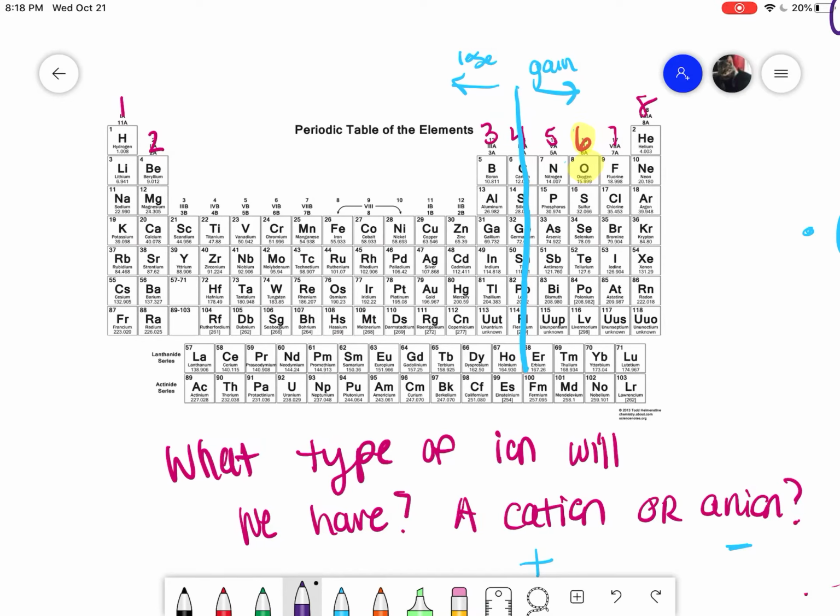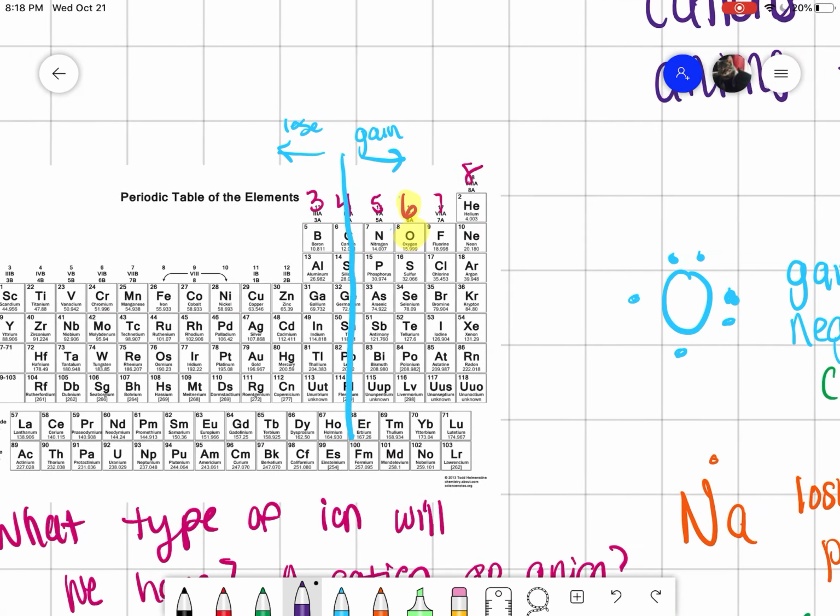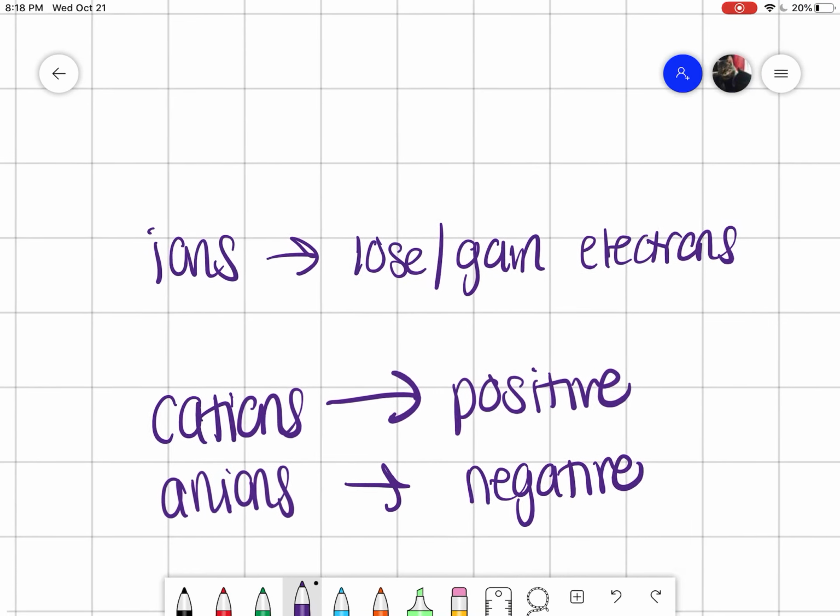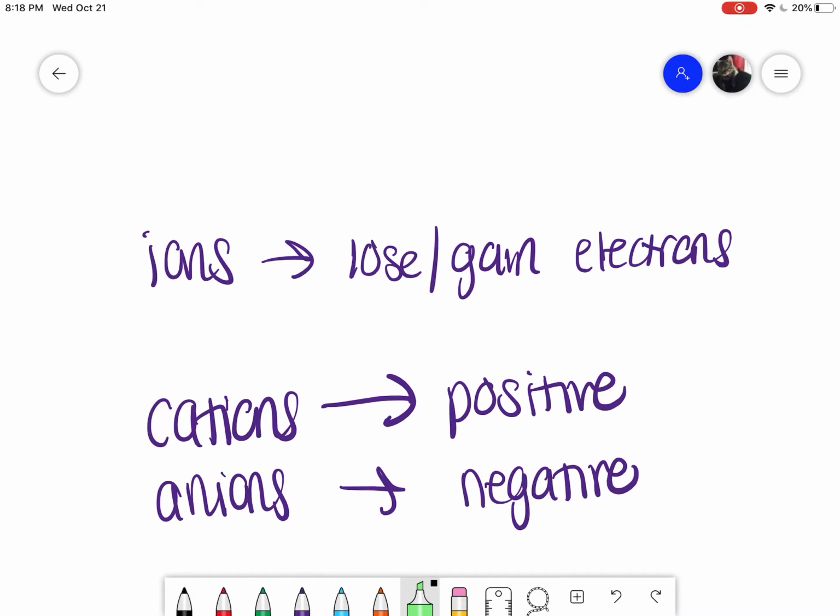Our next step, before we get to bonding, is trying to figure out what type of ion we have. Is it a cation or an anion? If you think back to when we were learning about ions and isotopes, we remember that ions are atoms that gain or lose electrons.